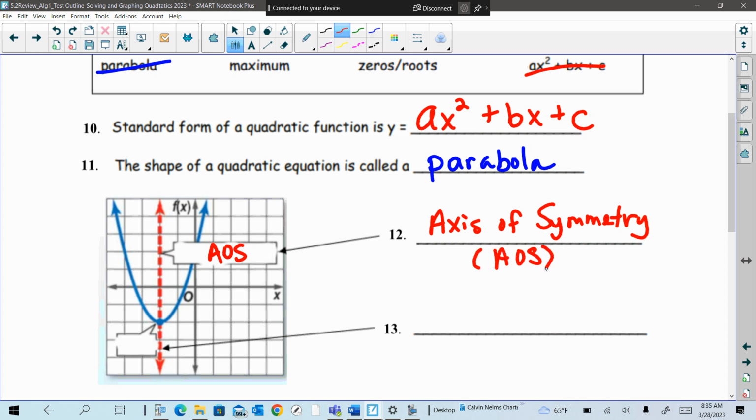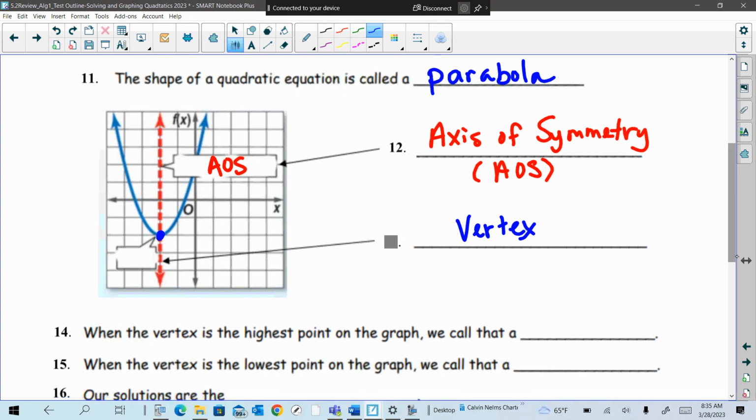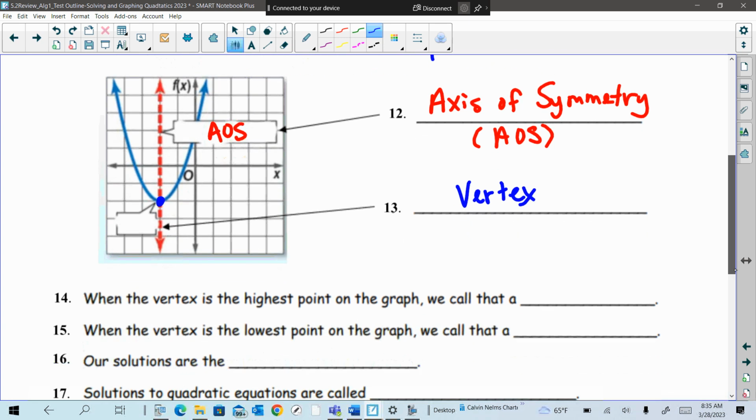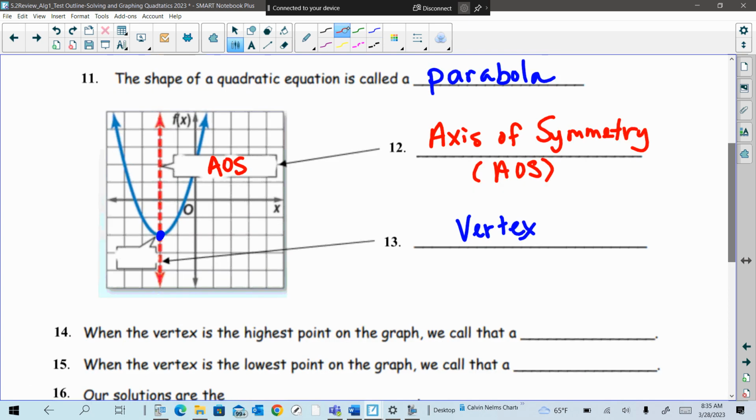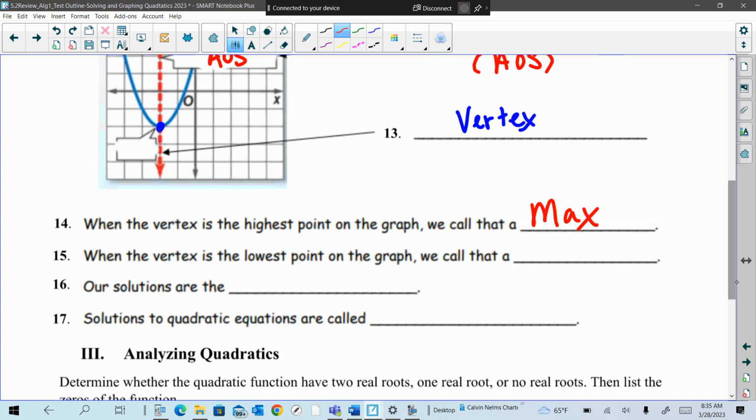All right. Number 13 is pointing to that lowest point on the parabola. Yeah, that is the vertex. So this vertex is a minimum. Okay. All right, when the vertex is the highest point of the graph, we call it what? Maximum. Yeah, the maximum. All right, if you want to abbreviate, just max. So our lowest is called the minimum.